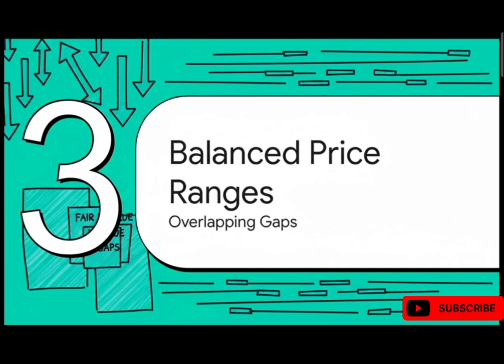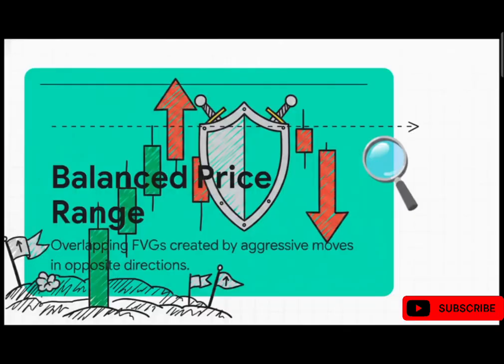Once you've mastered drawing a single FVG, we have to look at what happens when these gaps violently overlap. Think of a balanced price range, or BPR, as a heavily contested battlefield. Imagine the market rapidly pushing up, leaving a bullish FVG. But then, almost instantly, massive selling pressure slams the price right back down through that exact same zone, leaving a bearish FVG directly on top of it.